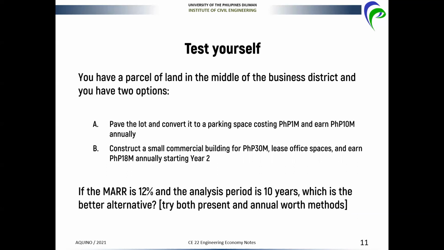Another alternative would be to construct a small commercial building, and that would cost you 30 million. But once you have the building, starting year two, you'll be able to lease office spaces, and you can earn as much as 18 million pesos annually starting year two. Now, if the MARR is 12% and the analysis period is 10 years, which of the two is a better alternative?